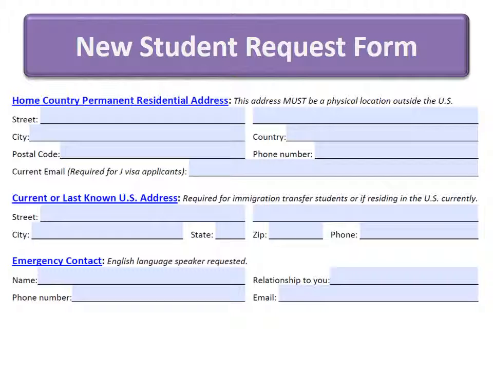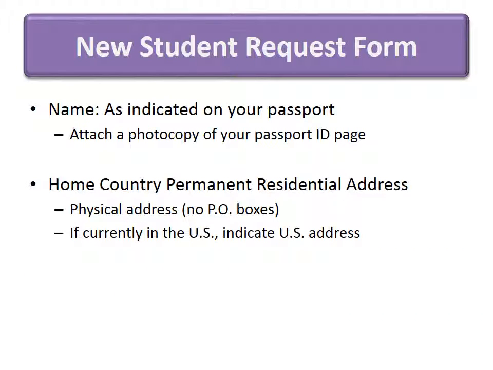We'll skip over the immigration processing section for just a minute and move on to address details. Your home country permanent residential address must be a physical address located outside the United States. Post office boxes are not acceptable for immigration purposes, but you can maintain a separate mailing address with your academic department or school. A current U.S. address is only needed for individuals who are currently residing in the United States.